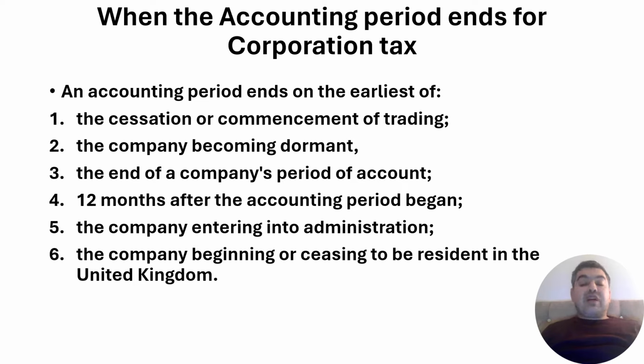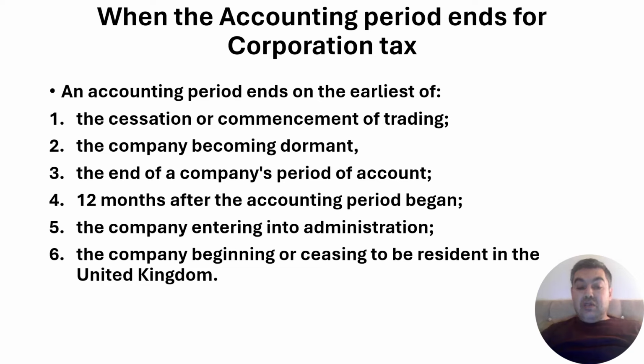So remember, for Companies House purposes, we can draw up accounts for up to 18 months. However, for corporation tax purposes, an accounting period cannot exceed 12 months. Therefore, you need to know that if the accounting period begins, it must end after 12 months.